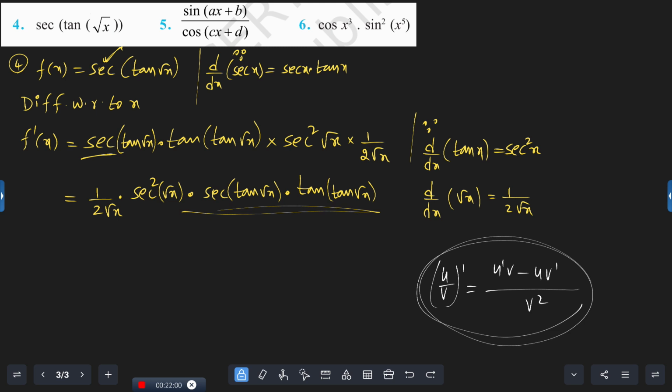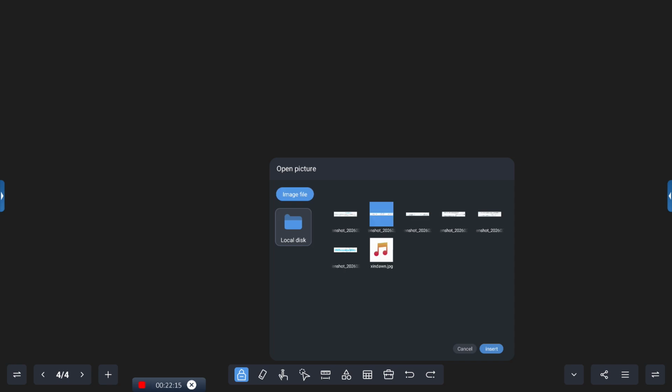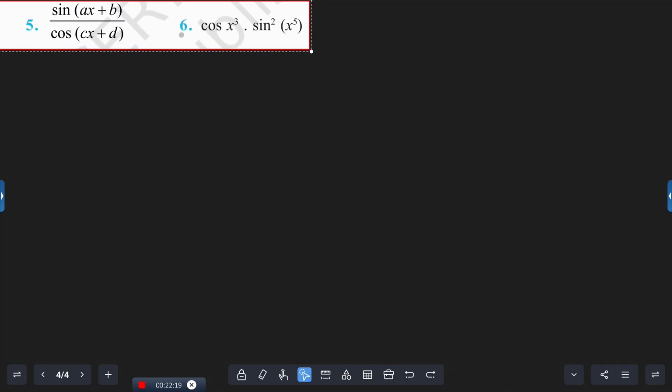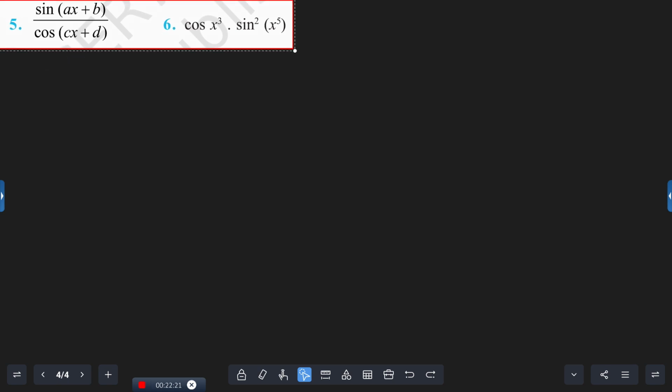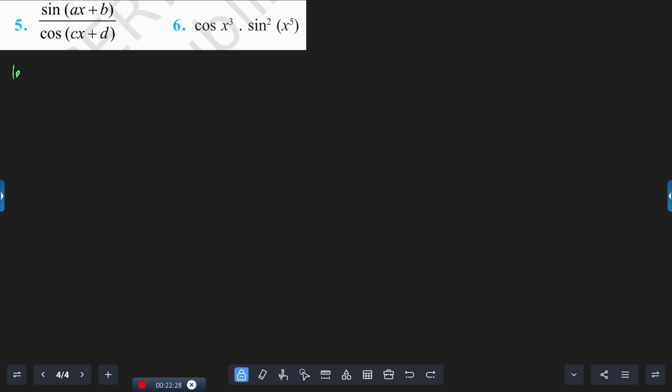Shall we go to the next? Okay. Is anyone doing this? Fourth one. Okay, I will go to the next page for the fifth one. So the fifth one I'm coming to here.